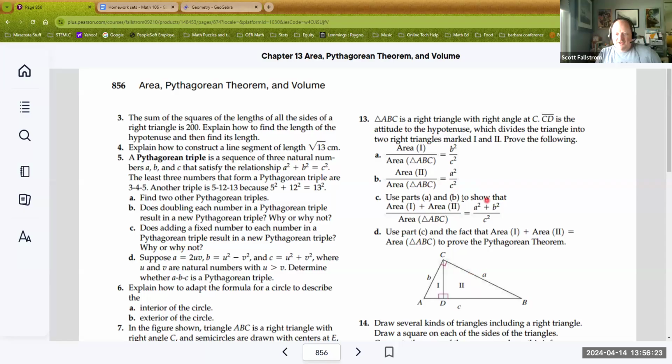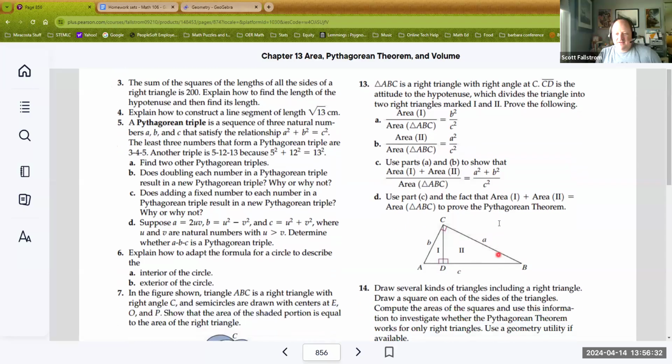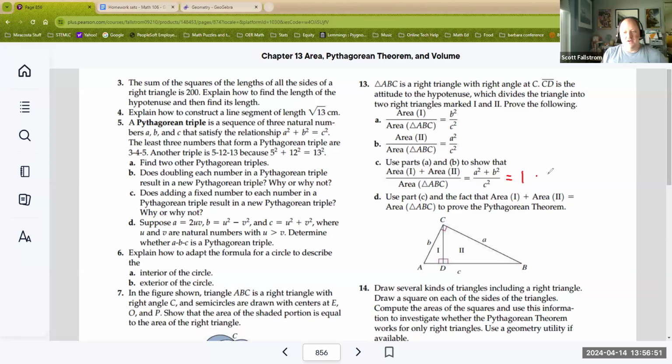Okay. And use these parts to show that area 1 plus area 2 divided by the whole area is A squared plus B squared, the whole thing divided by C squared. And use that part and the fact that area 1 plus area 2 equals area 3 to prove the Pythagorean theorem. So if you get to the end, you get A squared plus B squared divided by C squared. But you know that these are equal. This ratio has to equal the number 1. So that's what you're going to kind of use here if you needed a little hint. This has to equal 1. And from there, you should be able to show that A squared plus B squared is equal to C squared.